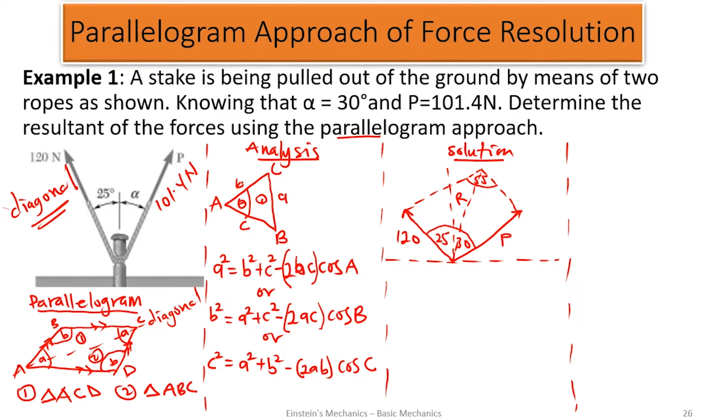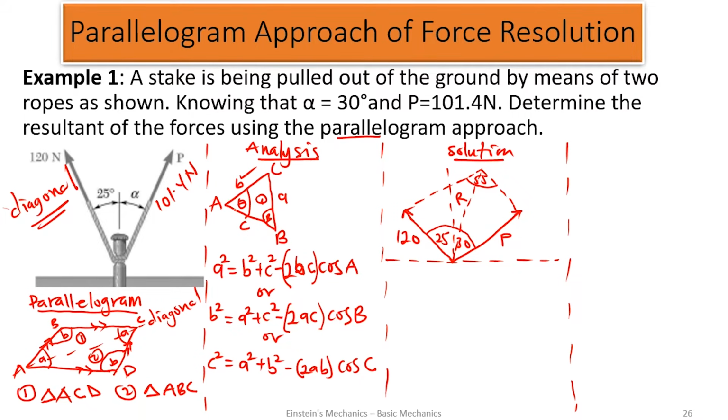So in the second case, if B is the diagonal and I want to find B, it will be the same rule. So this is angle B. It will be B squared equals A squared plus C squared minus 2AC cos B, where B is the angle between them.